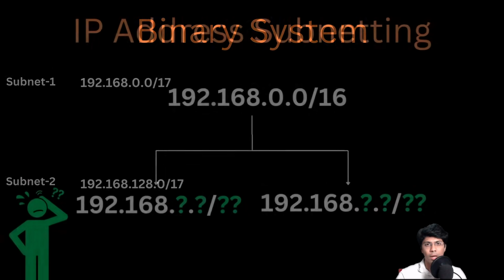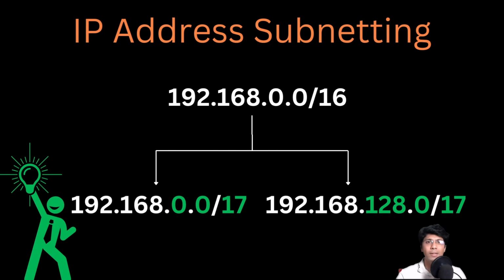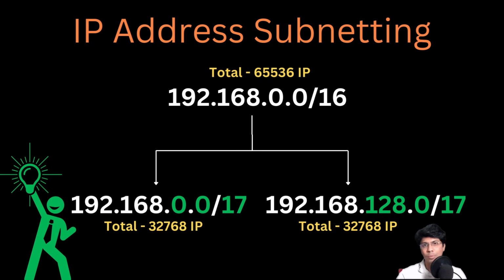So, are you now clear with the values that we have calculated for subnet 1 and subnet 2? Yes, we have our two subnets here, and we now know how we calculated these subnets. The total number of IP addresses possible in 192.168.0.0/16 is 65536. That is, these many IP addresses are there in this range.